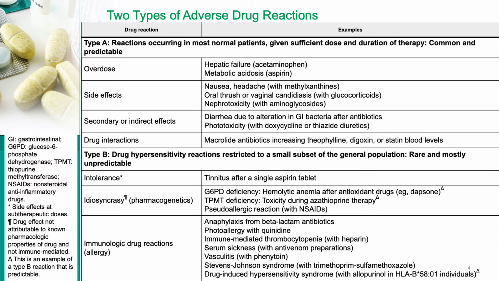There are two types of drug reactions. Type A reactions are common and predictable. These reactions include side effects and drug interactions, as well as overdoses. Type B reactions are immune-mediated, rare, and unpredictable. As nurse practitioners, we are mostly concerned with immunologic reactions or allergies.